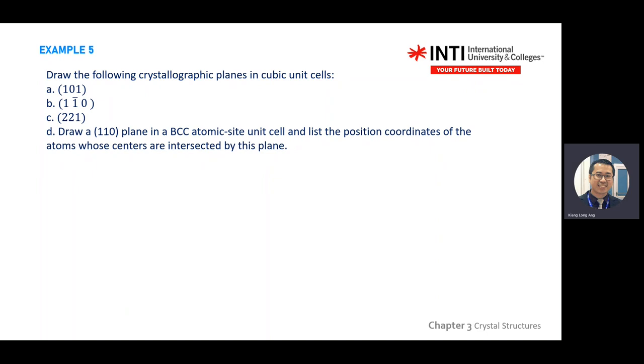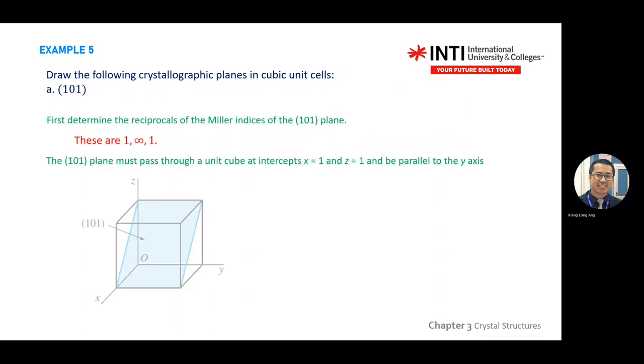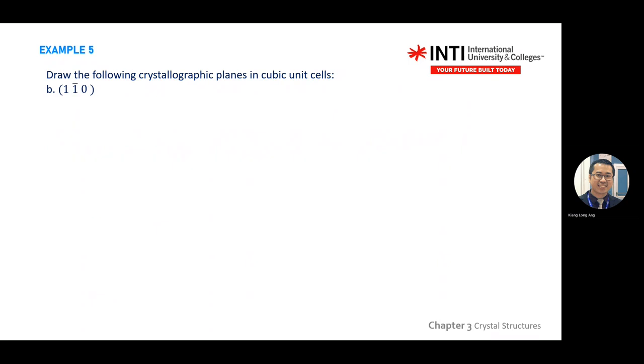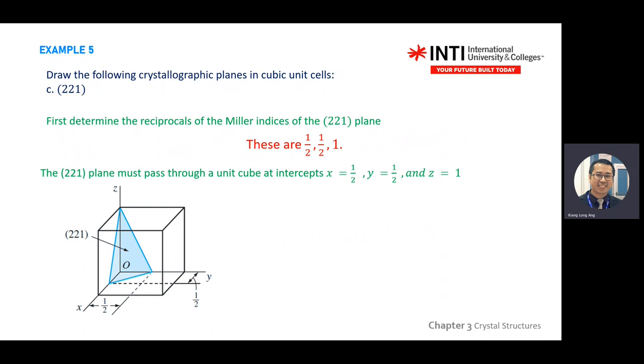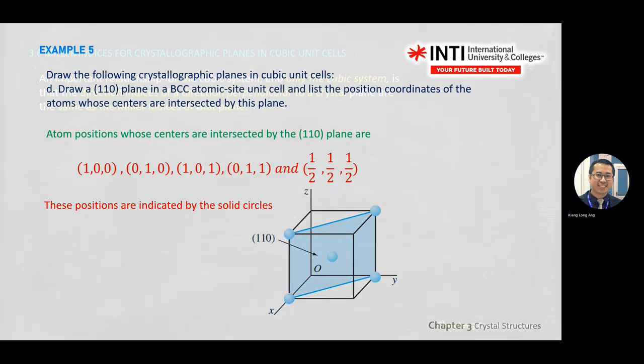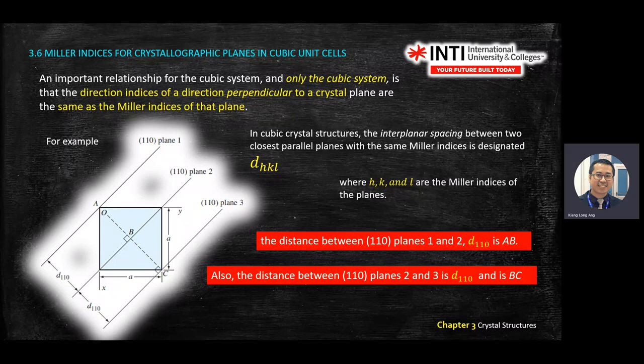This one, okay, this one you also read from the tutorial. Means you slice the plane and then you count how many numbers you have. For example, this one I skip. Okay, example five, I skip.